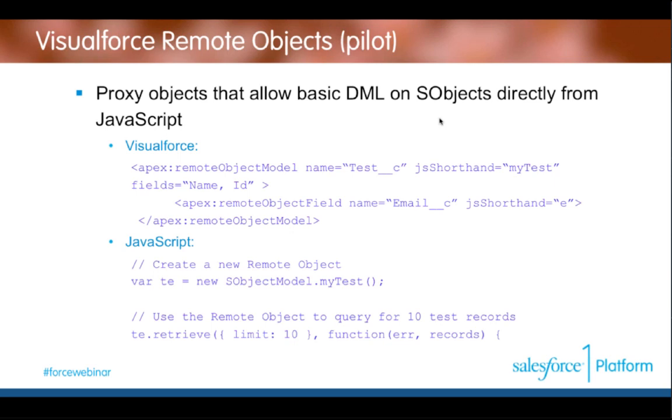Once we've got that instance created, we can do things like call the retrieve method on it. In this case, we're passing it a limit. There are some other filtered query parameters that you can put inside of that method call. And like with most JavaScript, we also have the ability to have a callback that allows you to then work with those records that you just retrieved.